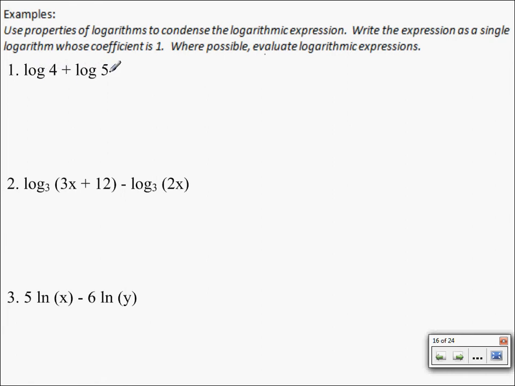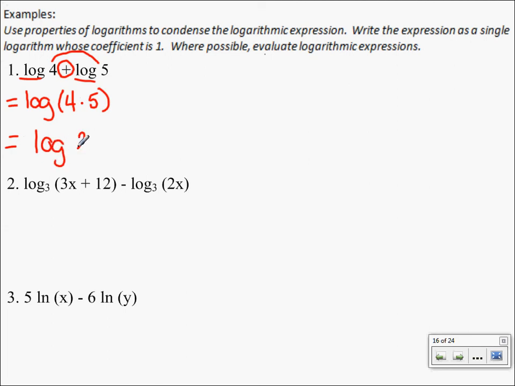So we have log 4 plus log 5. And if you refer to our properties, this plus is telling us, since the logs have the same base, that unspoken 10, we can actually bring these together under multiplication. So taking the same base, bringing down just log, and in parentheses we have 4 times 5, and that can actually be simplified: log base 10 of 4 times 5 is 20. And that's the answer.